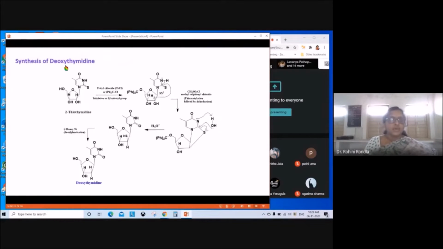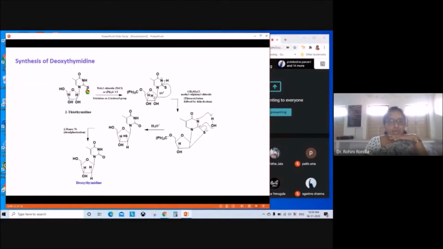And then synthesis of deoxythymidine. When you hear thymidine, what do you know? DNA. So synthesis of deoxythymidine. Here see, the actual structure of thymine is like this. But here, instead of oxygen, a sulfur substituted precursor is taken. Precursor means starting material, which means reactant. It is the same thing, just a different term used.